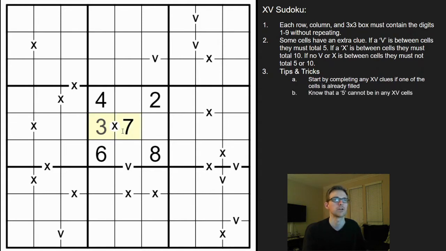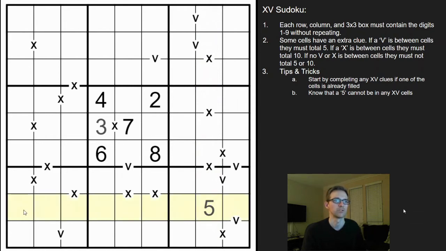So the next place I look are going to be for 5s. The reason for that is I know a 5 can't be in a V cell, right? You'd have to have 5 plus 0 equals 5, but you can't place a 0 in a Sudoku. And you can't have a 5 in an X cell because 5 plus 5 is 10, but you can't have the 5s repeat. So if you look at this column, for instance, all of the cells are part of either an X clue or a V clue except for this one.